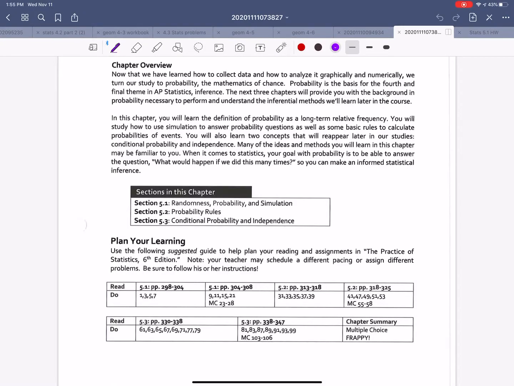Hey guys, we're going to go over the multiple choice problems. So your homework was or is 1 through 7, 9 through 21, and multiple choice 23 through 28. So let's take a look.